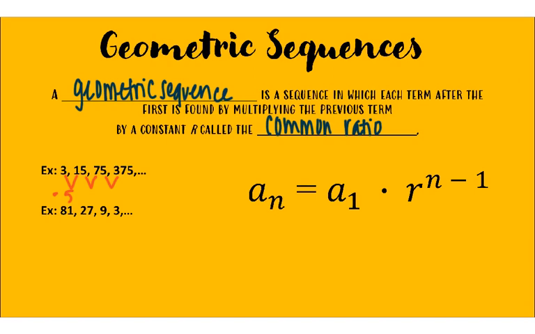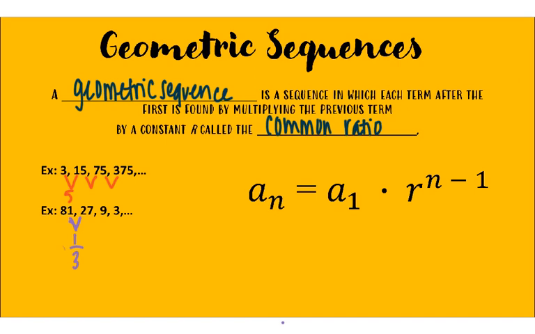And the second example here is still a geometric sequence. However, to get from 81 to 27, it looks like we are decreasing by a factor or a ratio of 1/3. So we're dividing by 3 or multiplying by 1/3 as our common ratio. So a common ratio can be a fraction, or it can be a whole number.